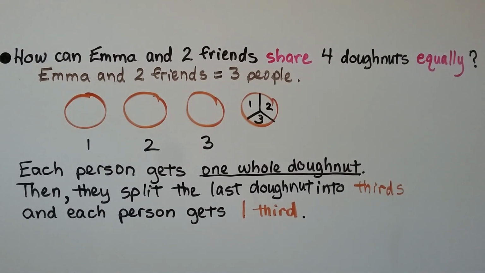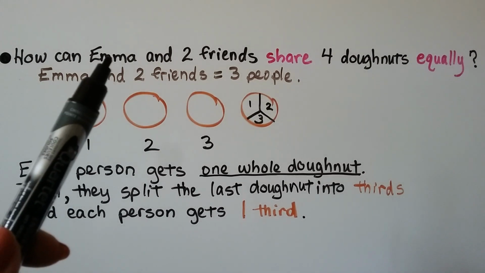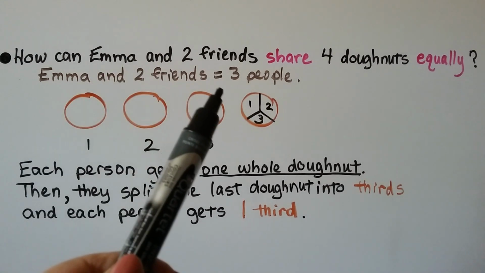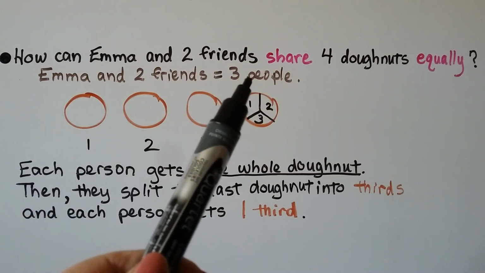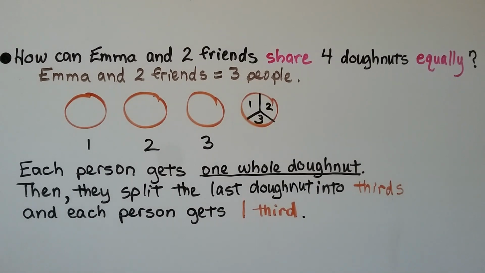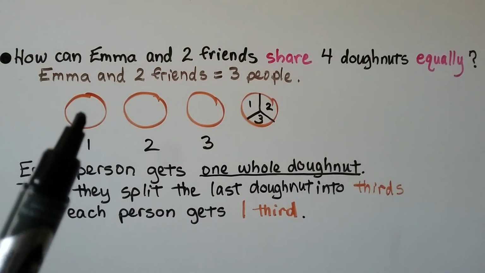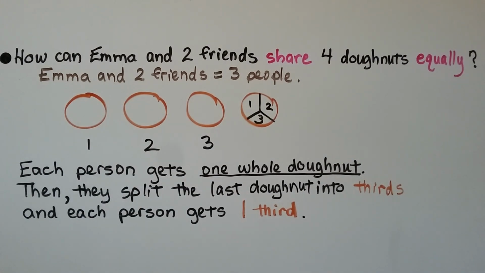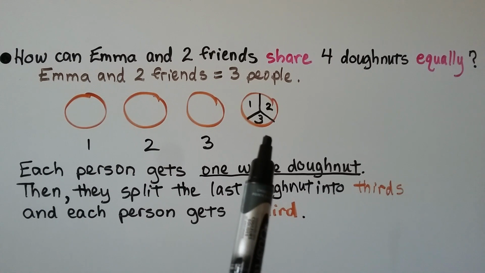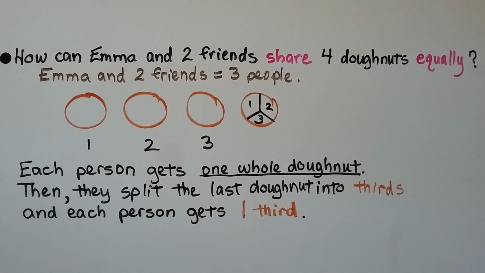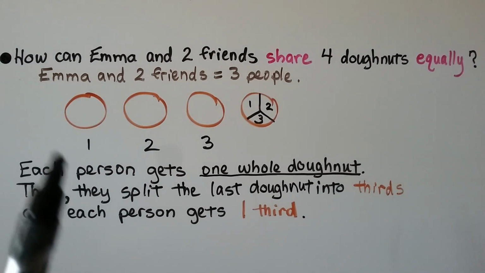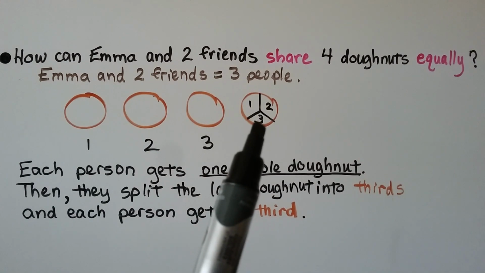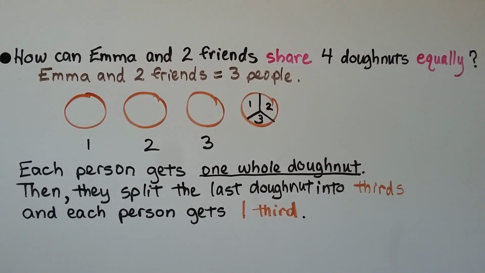How can Emma and 2 friends share 4 donuts equally? Well, it's important to notice that Emma and 2 friends is equal to 3 people. So we have 3 people who want to share 4 donuts equally. We could give each person 1 whole donut. Then the second person gets a whole donut. The third person gets a whole donut. Then we can take that 4th donut and split it into 3 equal parts. They would each get a whole donut, and then they would each get 1/3 of the last donut.